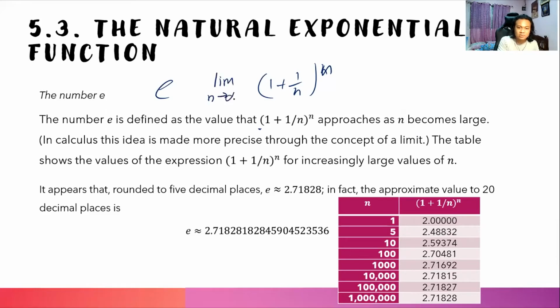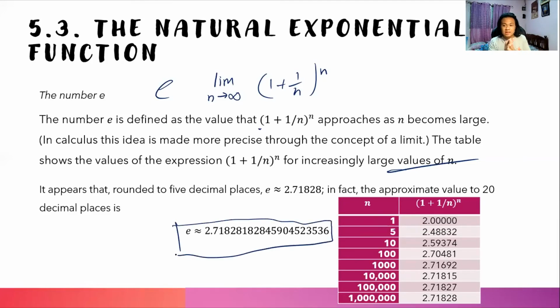As n goes to infinity, we substitute very large values. For example, if n is 1, the approximate value is 2. The bigger the value we substitute, 5, 10, up to 1 million, the digits are getting closer. With 20 decimal places, that is approximately its value.